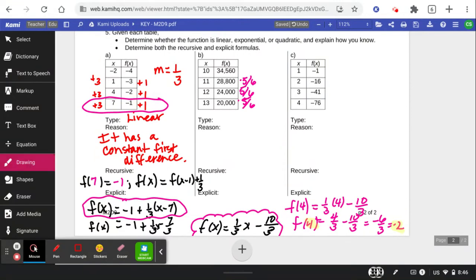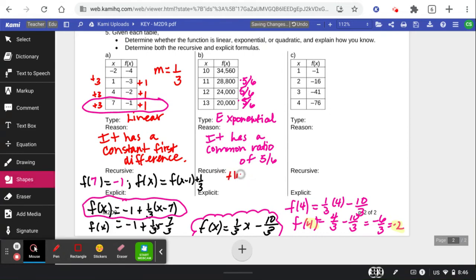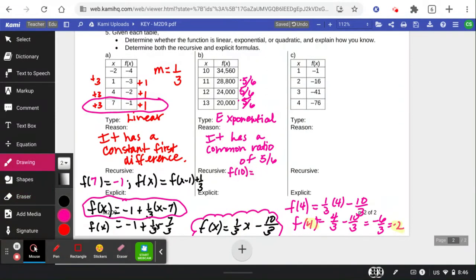Okay, so the type is exponential because it has a common ratio of 5/6. So my recursive goes like this. F of 10 equals 34,560. F of x equals f of x minus 1 times 5/6.